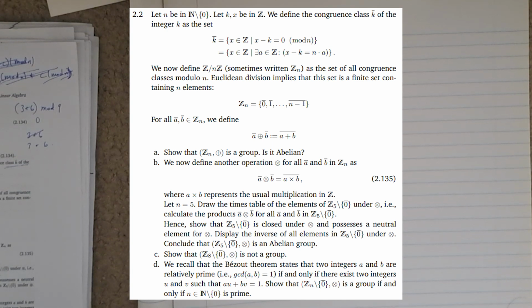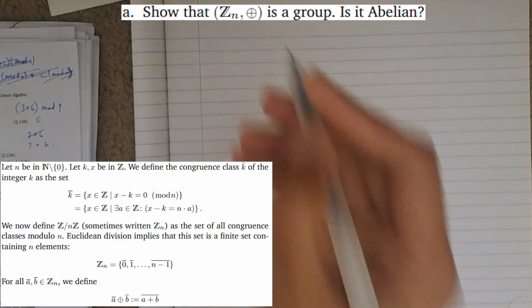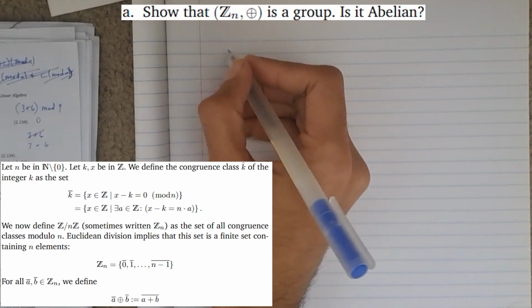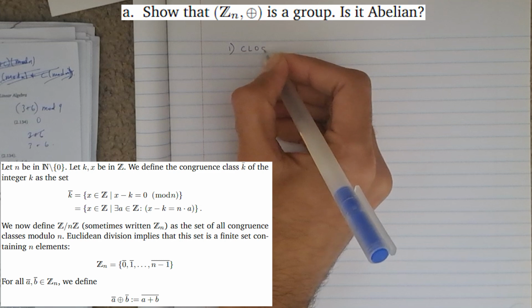Part A says, for the operation that's been defined, show that this is a group, and also asks us if it is abelian. So like last time, fairly straightforward. Let's try to prove the 4 properties of a group. Let's start with closure.